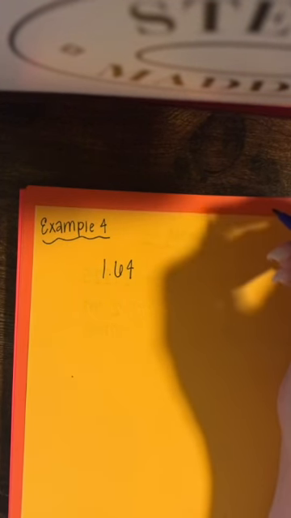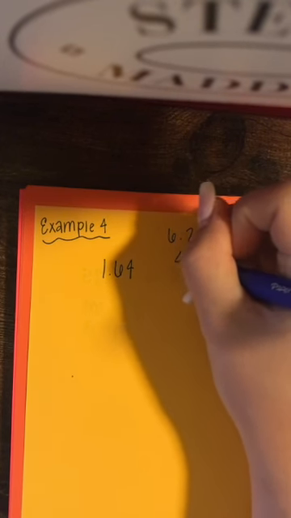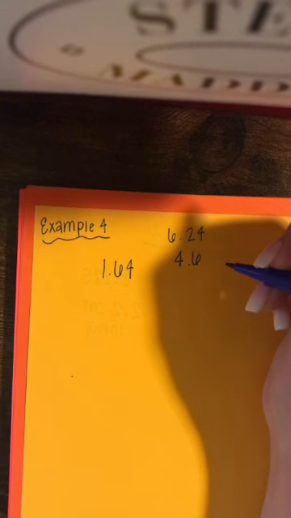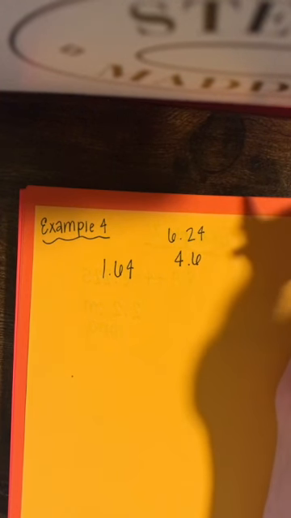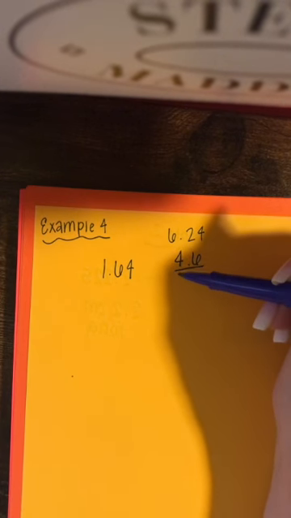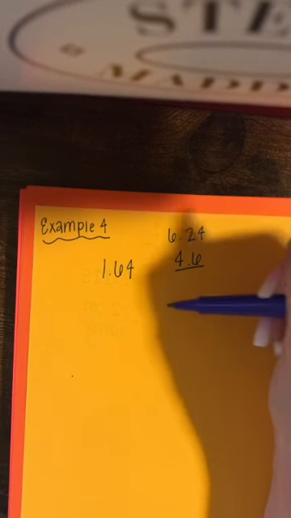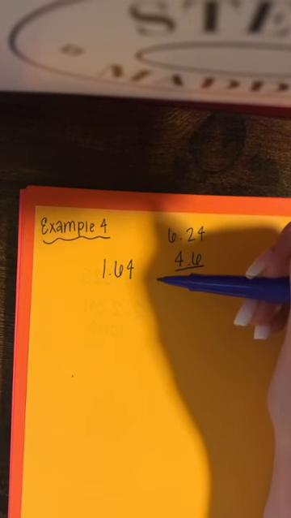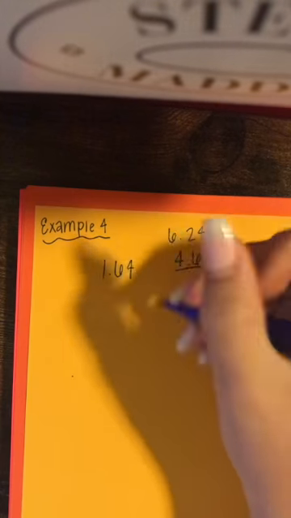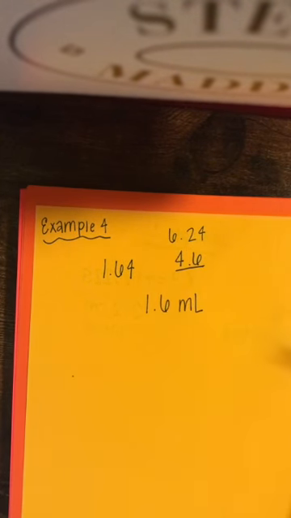However, we need to look at these two numbers. We have 6.24 and we have 4.6. If we remember this rule, the sum or difference may show no more decimal places than the measurement with the fewest number of decimal places. And the number with the fewest number of decimal places is 4.6. So if we count this, we have 1, 2. So we have 2 significant digits in this number, meaning that our answer can have no more than 2 significant digits as well. So once we round this, we will get 1.6 milliliters of liquid evaporated as our final answer.